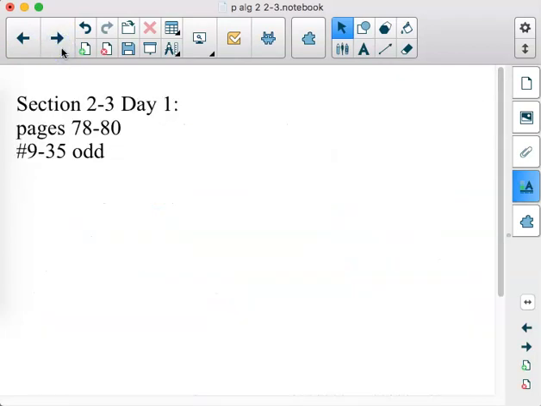Well, there it is. There's day one. That's all the notes for section 2-3. So that means you won't have to watch a video tomorrow. You can just do the assignment tomorrow for 2-3 day 2. And you'll be good to go.